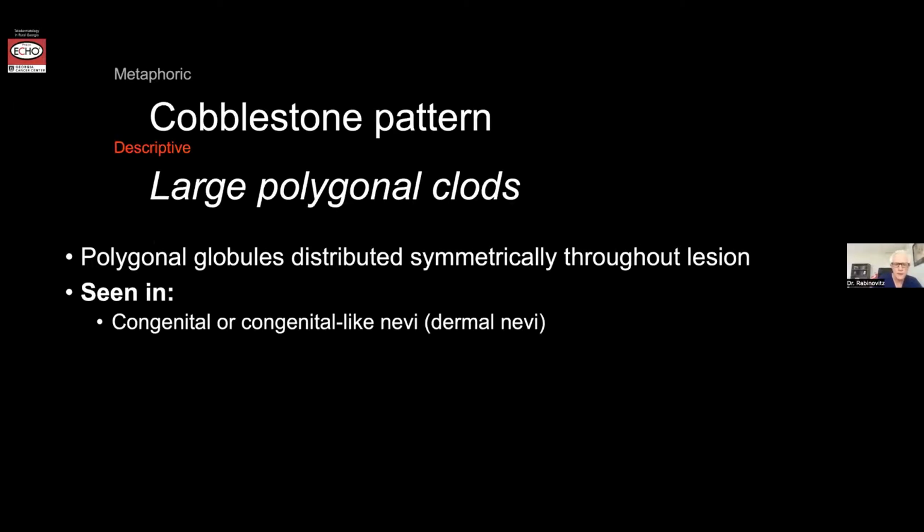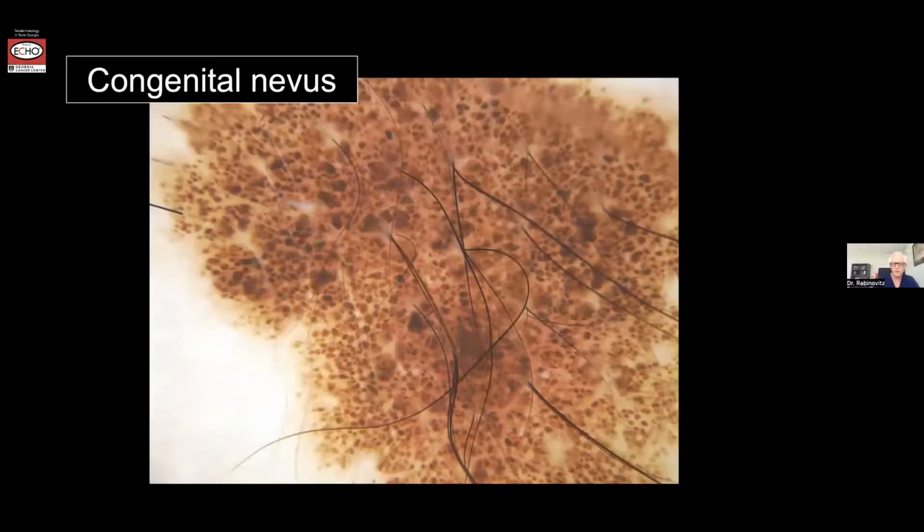The cobblestone pattern. These are the polygonal globules distributed symmetrically throughout the lesion, and they're seen in congenital or congenital-like nevi. And here we have an example of a congenital nevus with the so-called cobblestone pattern. If you can notice, there are numerous hairs. These are terminal hairs, and surrounding the hairs are areas of white. You have perifollicular hypopigmentation, and these are all characteristic features of a congenital nevus.